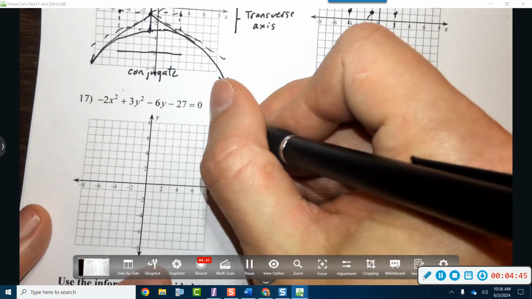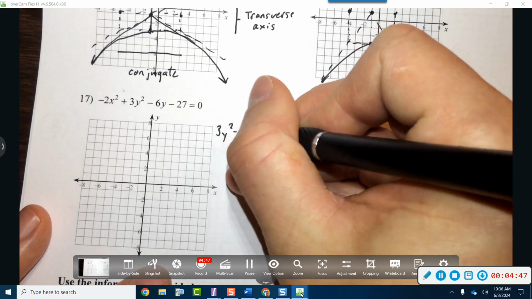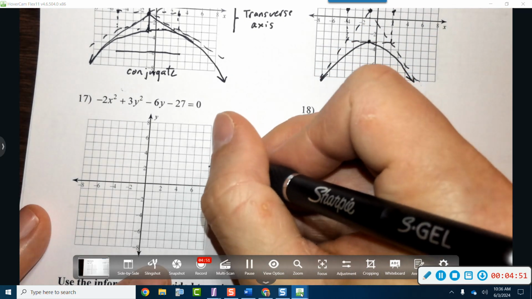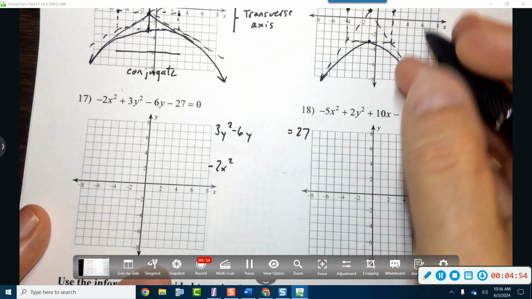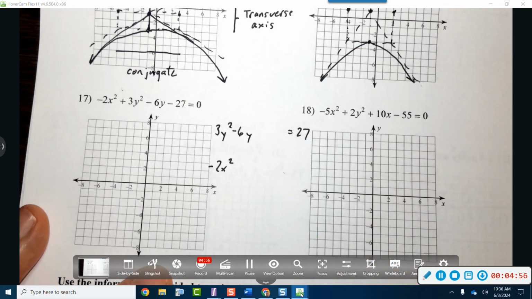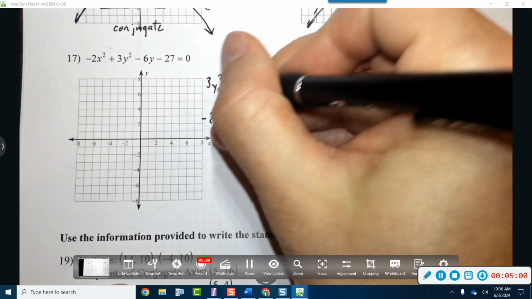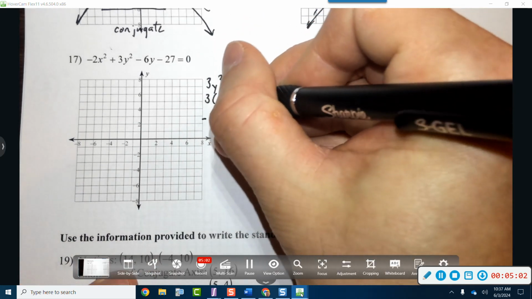So let's put this 3y minus 6y. We're going to put that 27 over there. And then we're going to put a -2x squared, but that's it. Okay. All right, so that's not too bad. But it is going to open up and down again. All right, so we're going to squeeze out that 3.